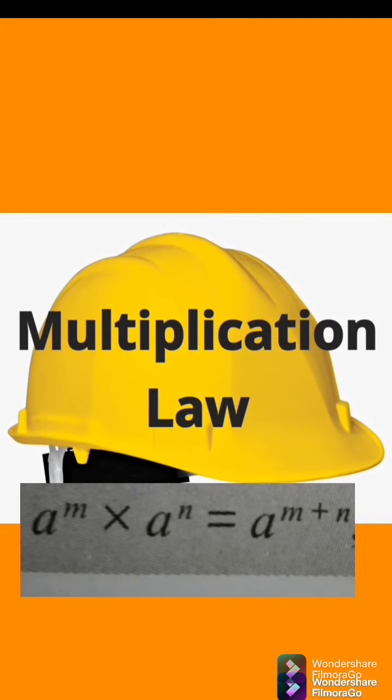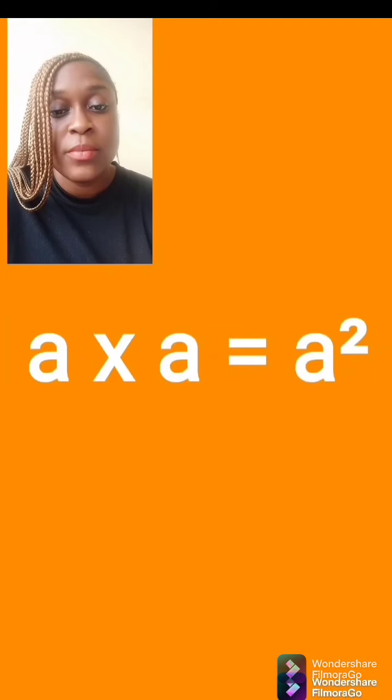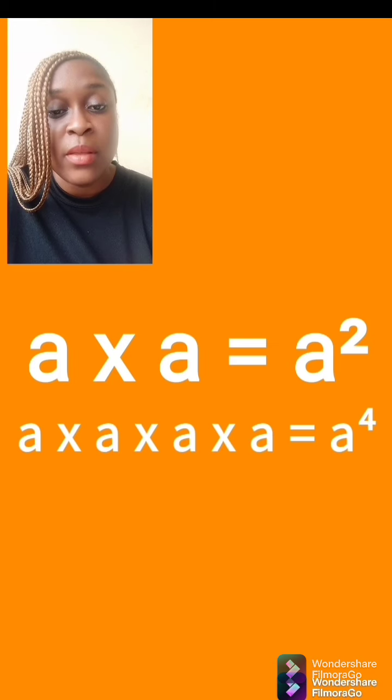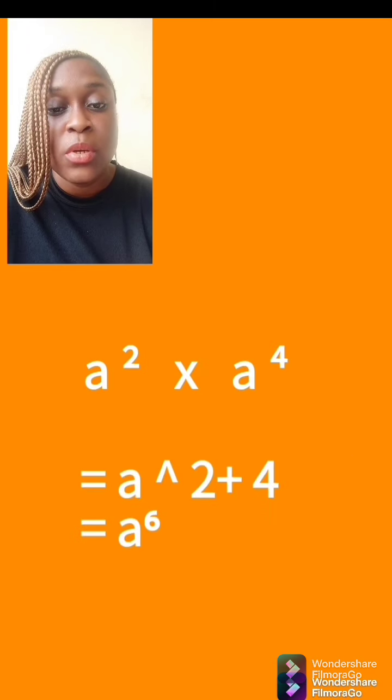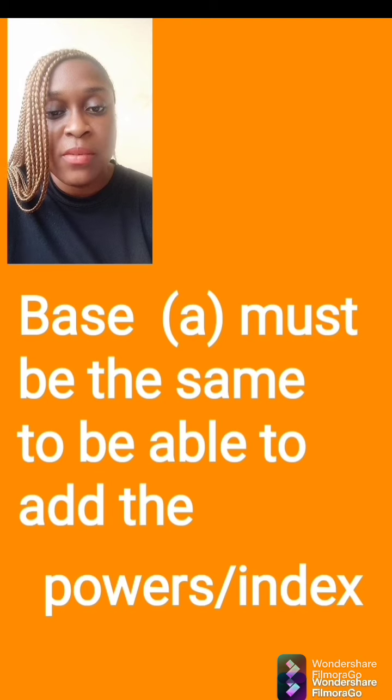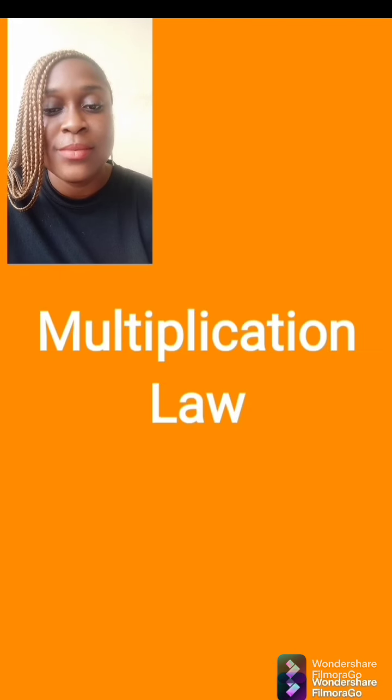Now we have different laws of indices. The first law is the multiplication law. This means that if you multiply a number raised to some power by the same number raised to another power, it is equal to the number raised to the power of the addition of the two powers. So that is our multiplication law. Our base must be the same for us to be able to add their powers.